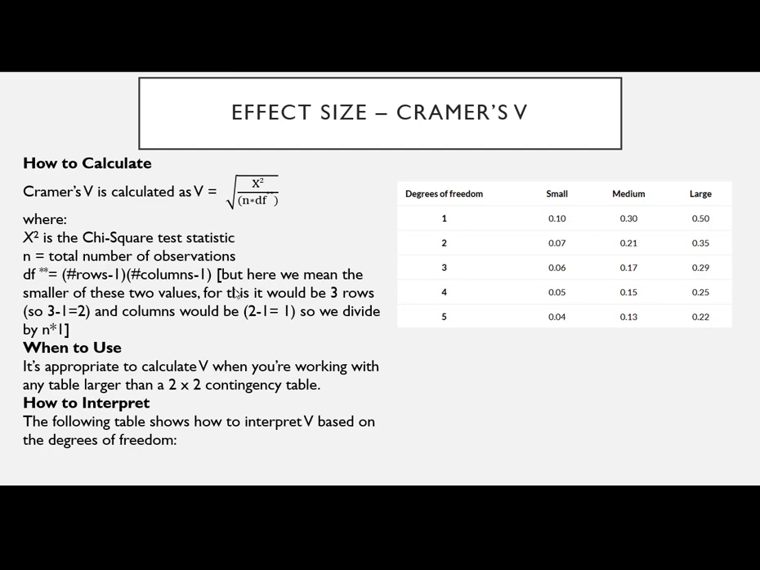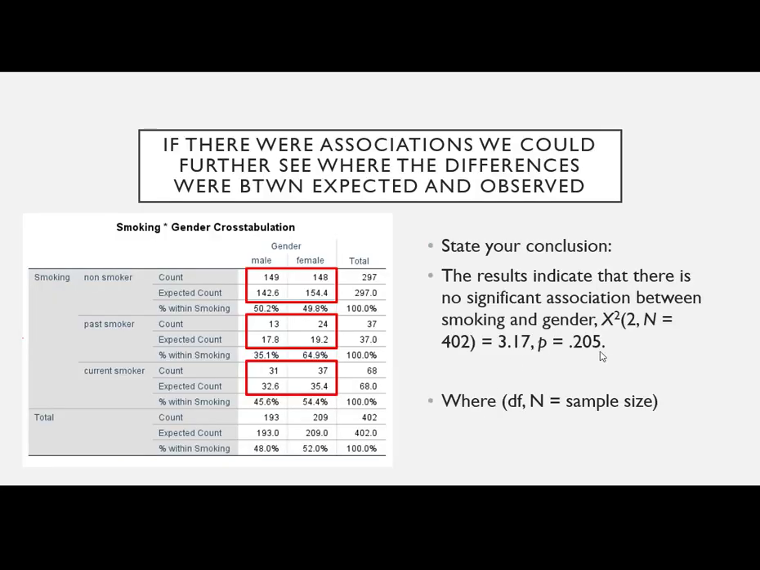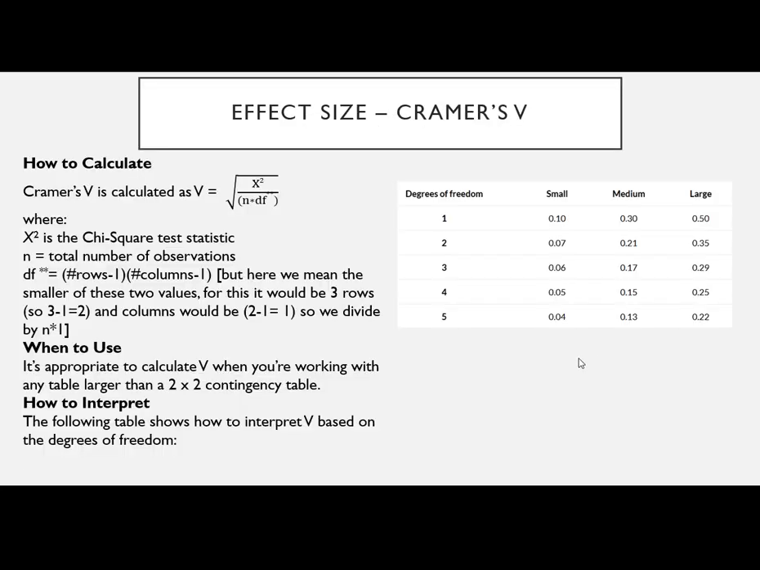Okay, and then I should have written the Cramer's V here. Phi and Cramer's V are going to be the same when you have a 2 by 2 table. Typically I report the Cramer's V, but it's okay to do the phi either way. When you have 1 degree of freedom, this is the range. When we have 2 degrees of freedom, this is the range, etc.